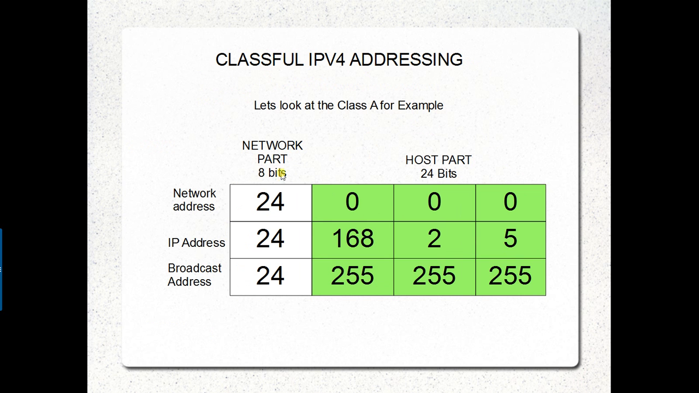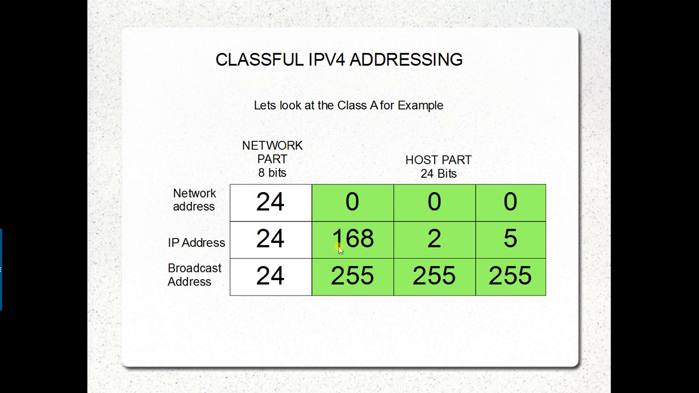So for example, if we look at the 24 network, that's one out of the 1 to 126. We picked one of them, which is 24. So 24.0.0.0. The lowest number is the network address, okay? And the highest number is the broadcast address, 24.255.255.255. So neither one of these can be used as an IP address for a PC. But anything in between those can be used for an IP address.